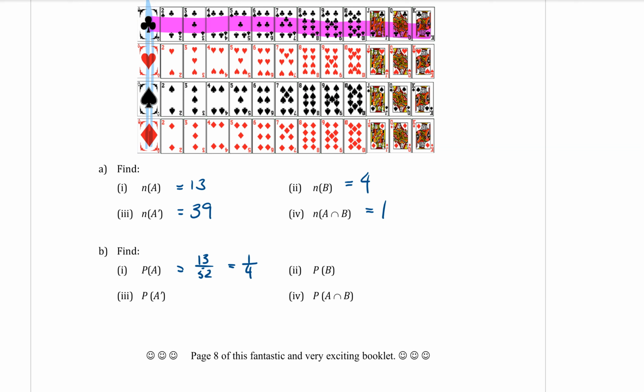Probability of B. B is my aces. There are 4 aces out of 52, which simplifies to be 1 in 13.